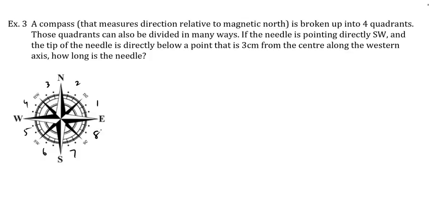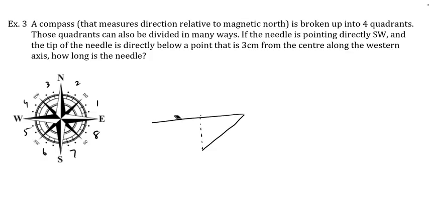Okay, so we're going to draw this. I'm going to do a let statement, so I'm going to leave some room for that, but I'm going to draw this as well. Because this is where I have to understand what it's talking about. The needle is pointing directly southwest. So that's where the needle is pointing. And the tip of the needle is directly below a point that is 3 centimeters from the center along the western axis.